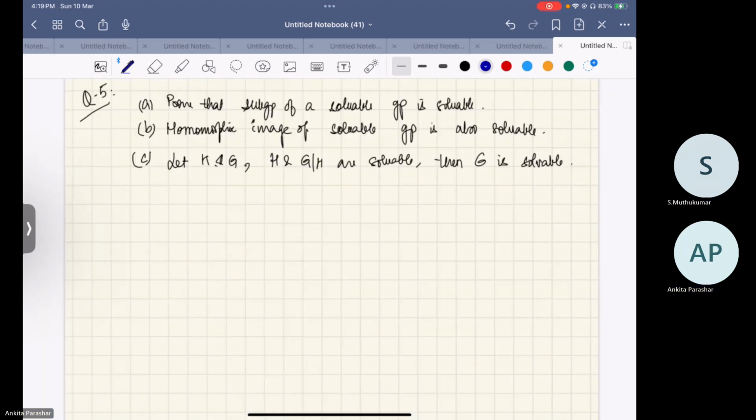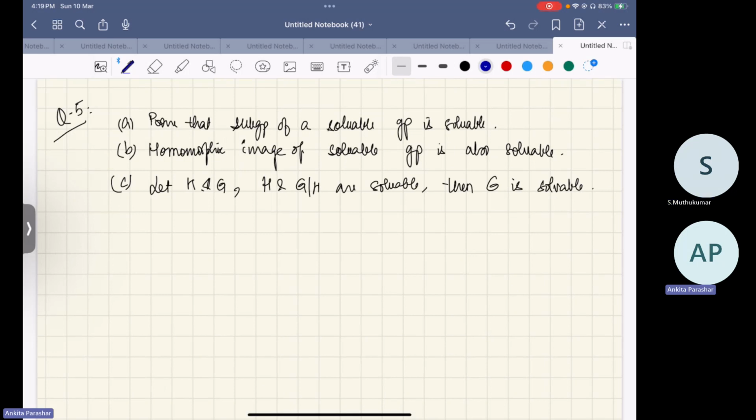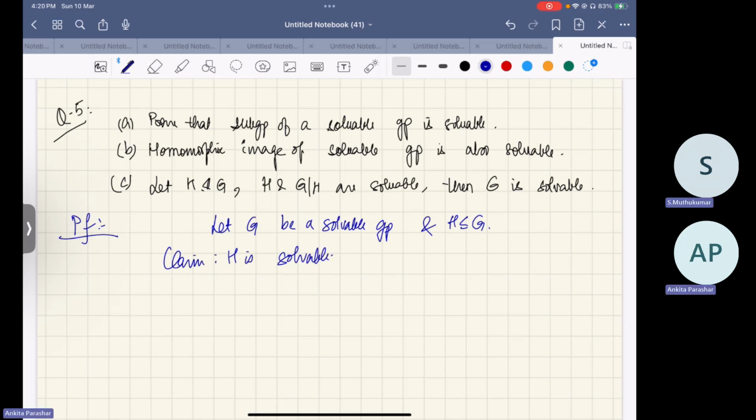Yes. So let's go to question number 5. This is what I want to discuss more because this has been left as an exercise in the lecture series. Prove that a subgroup of a solvable group is solvable. So let G be a solvable group, and H be a subgroup of G. The claim is H is solvable. I want you to first try. I think you will be able to try that, given G solvable, how to prove that H is solvable. It's not very difficult. Use the definition of solvability.